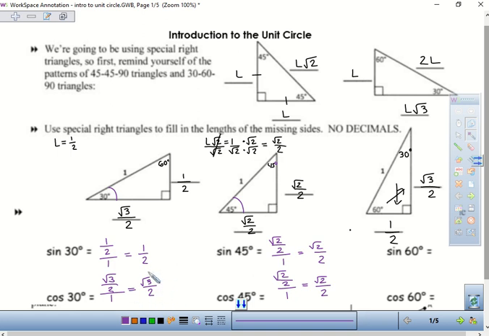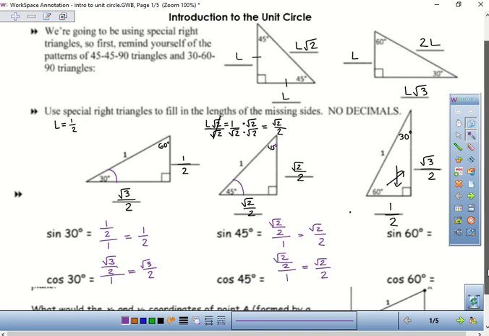Unless you have one of those fancy ones, your calculator usually gives you a decimal, right? This would just give you a decimal approximation. So that's why it's so important we do this. You have to know what's called the exact value, which is radical 3 over 2. Okay? So that's the reason that we do all of this.